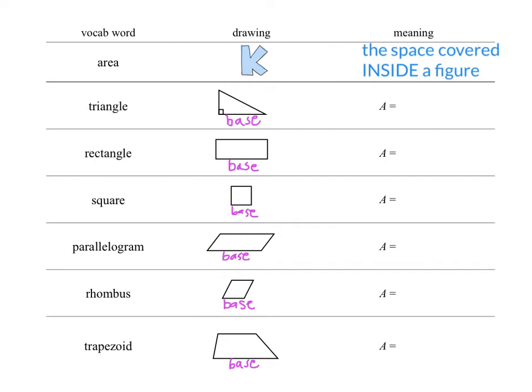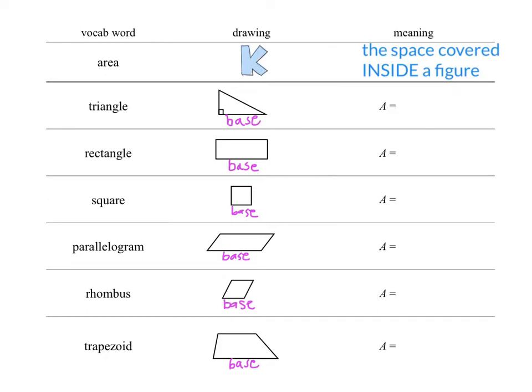So what is area, you ask? Area is the space covered inside a figure. Do not mix it up with perimeter. Perimeter is the outside, area is the inside. So if you look at the letter K I have here, all of this that I shaded in blue makes up the area of the letter K.